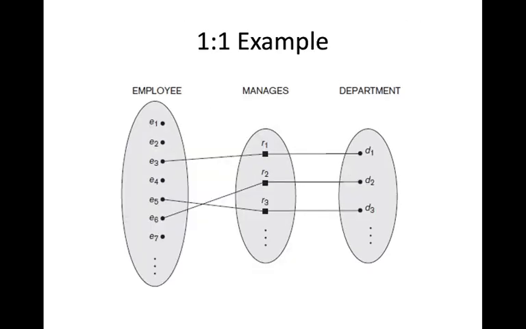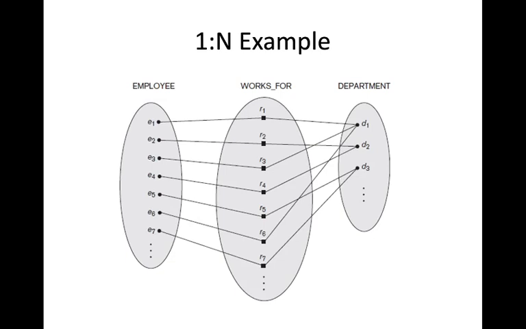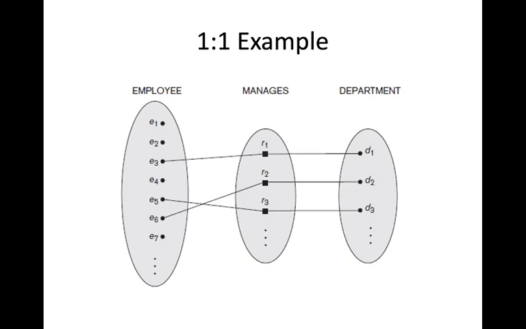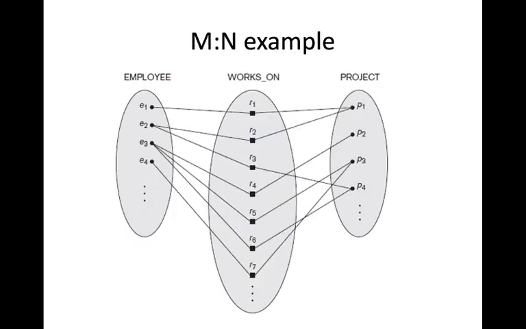Then there is one more, N is to 1. If you take the reverse, you will get the N is to 1 relationship. We need not go into that example. So mainly it is 1 is to N, 1 is to 1, and M is to N. So that is all about cardinality ratio.